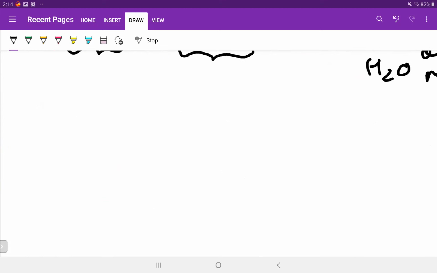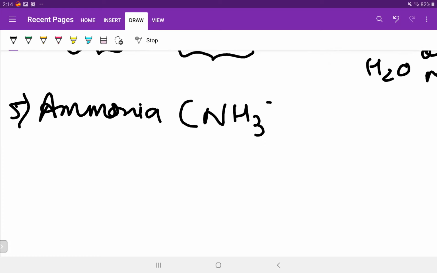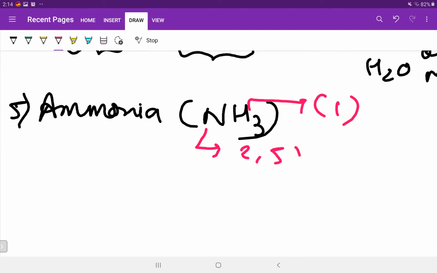Okay, let's move on. We are moving on to ammonia now. Ammonia, that can be asked because it's a chapter, NH3. We'll be doing it. Very, very interesting chapter, very easy chapter, very scoring as well. So the electronic configuration of ammonia: N is having 2 and 5, and H is having 1.